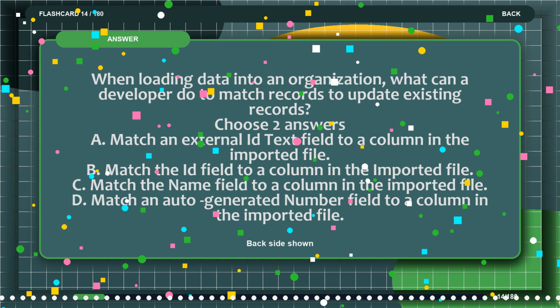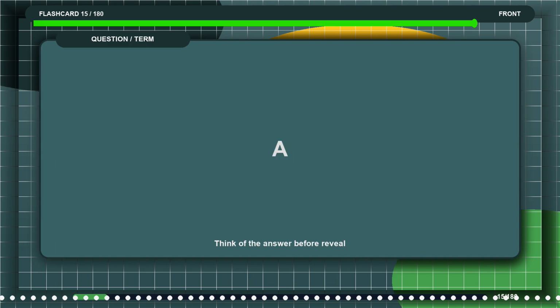When loading data into an organization, what can a developer do to match records to update existing records? Choose two answers. A. Match an external ID text field to a column in the imported file. B. Match the ID field to a column in the imported file. C. Match the name field to a column in the imported file. D. Match an auto-generated number field to a column in the imported file. Flashcard 15. Think of the answer before the reveal.